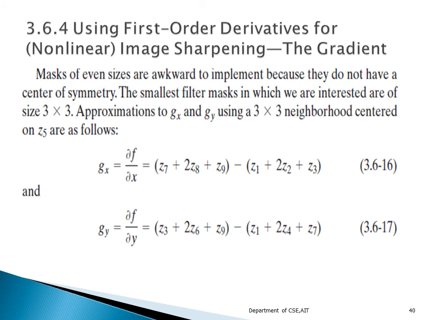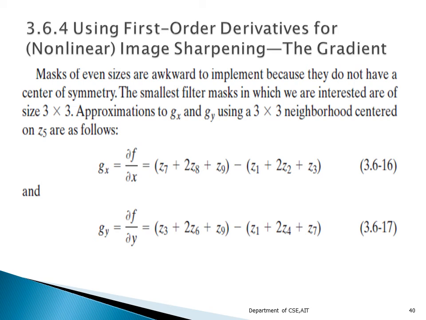Whenever we have masks of even sizes, that means it can be 2x2 or 4x2, it is very awkward to implement. It is not that it is impossible to implement, but it is awkward because they will not have symmetry. But when we go for an odd sized mask, it is very easy to implement because it will have symmetry.